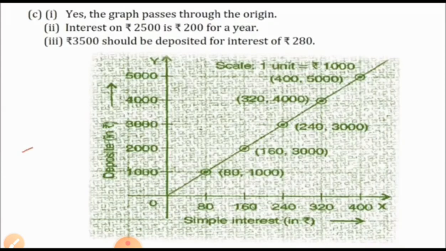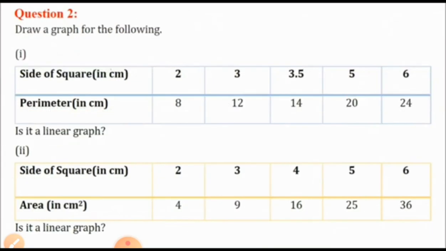Now the third one, yes, the graph is passing through the origin also. So they can ask 2500 rupees. What was the simple interest on the x-axis? Can you find out here? Yes, 2500 is exactly between 160 and 240. That is nearby 200. Is it or not? Will you calculate it yourself? The middle of 160 and 240 will give you this much. Is it or not? Yes.